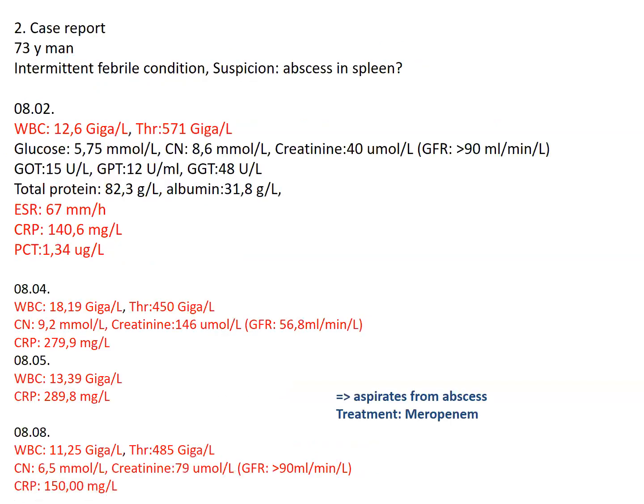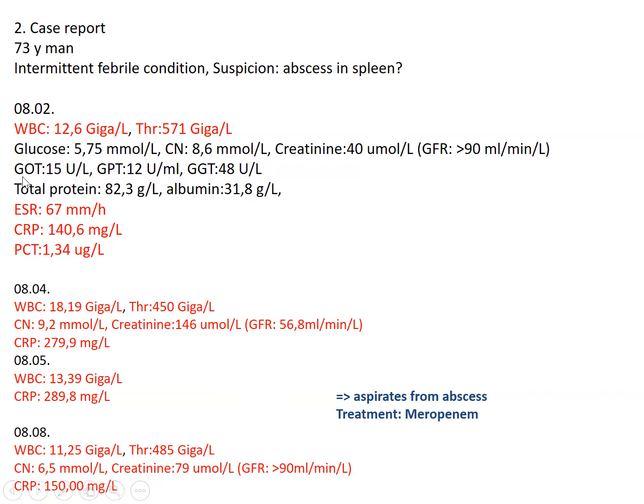And the second case report is a man, and here we can find an intermittent febrile condition, and because of the CT and because of the other findings, the clinicians think it's maybe an abscess in the spleen. The microbiological diagnosis of this is not so easy.